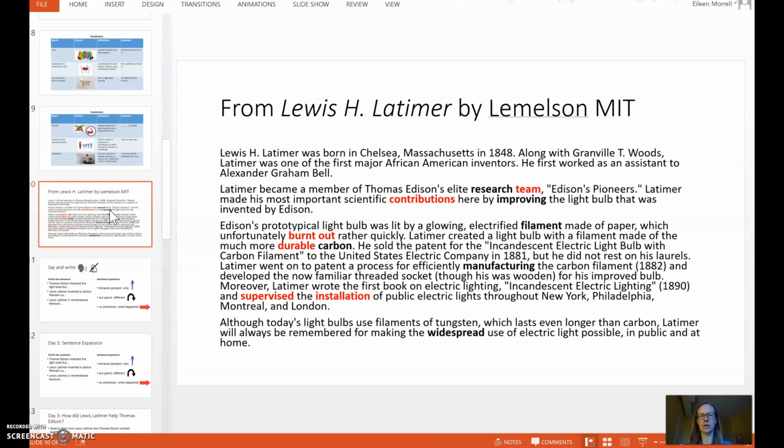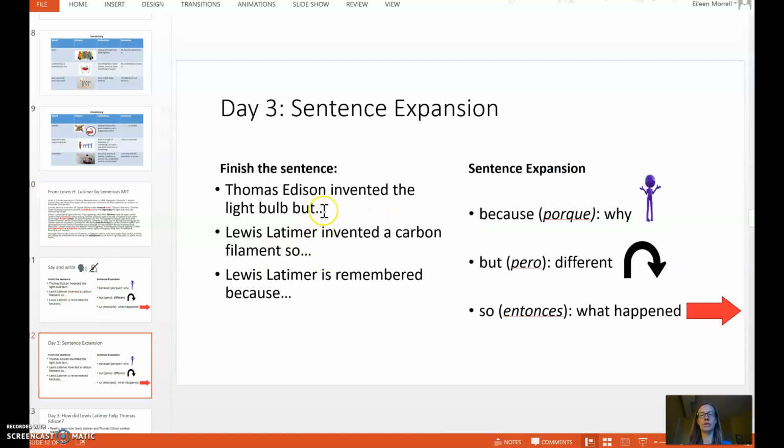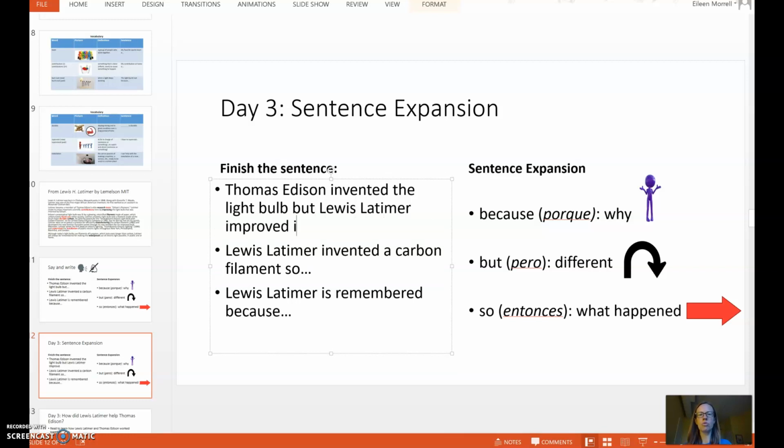Going back to the text here. Let's see. Well, I know that Latimer improved the light bulb that was invented by Edison. So Thomas Edison invented it, but Latimer improved it. So that's one way that I could expand the sentence. Thomas Edison invented the light bulb, but, change in direction, Latimer improved it. Latimer made it better.